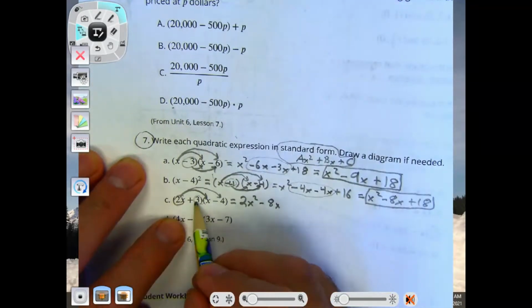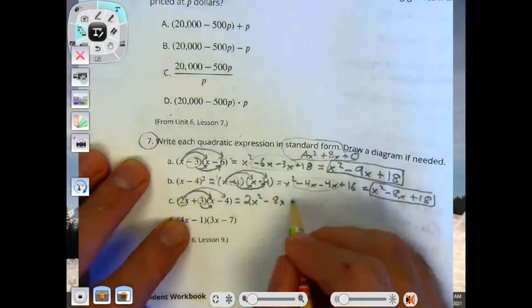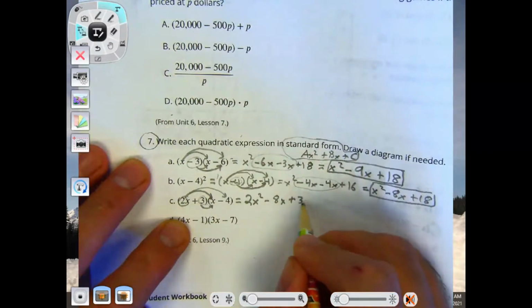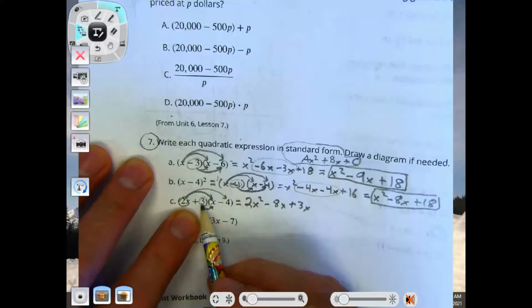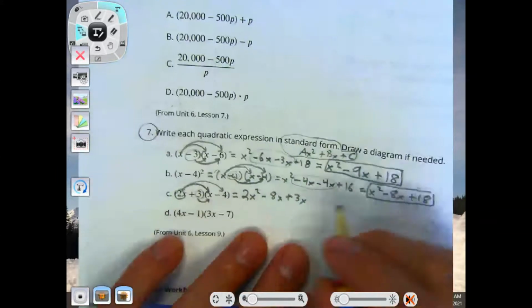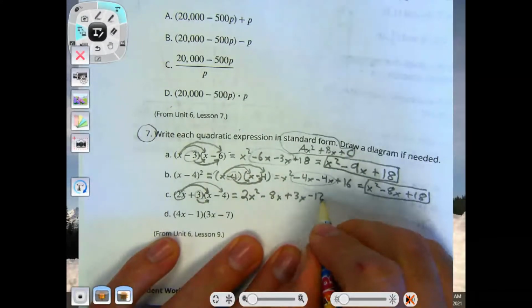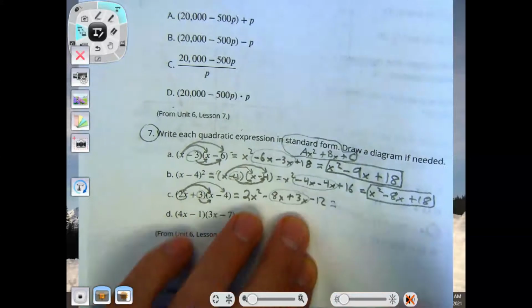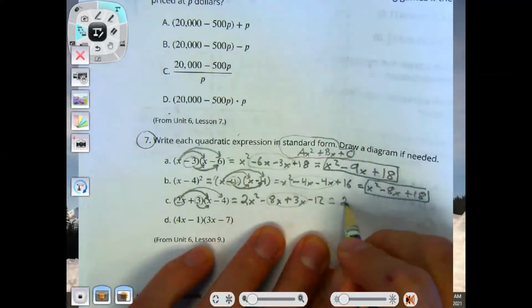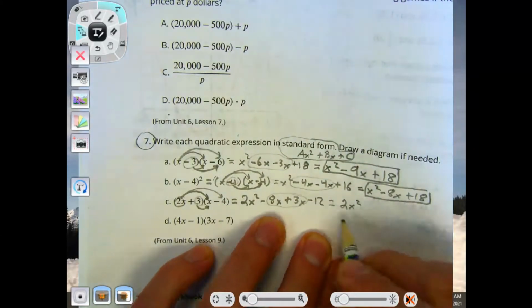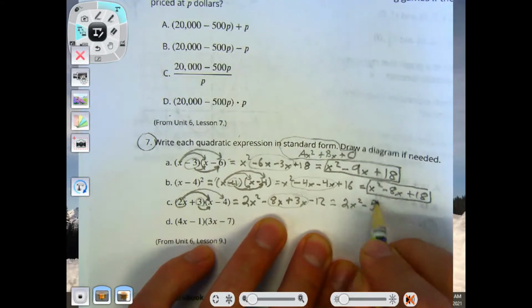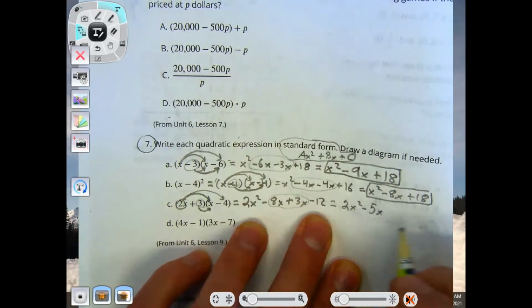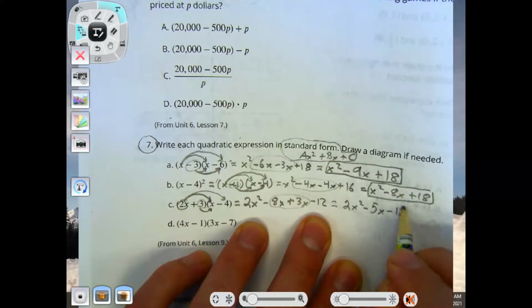And then we do this one. 3 times x is 3x. Positive. That's why there's a plus there. And positive 3 times negative 4 is negative 12. All right. Combine your like terms. And that equals 2x squared minus 5x minus 12.